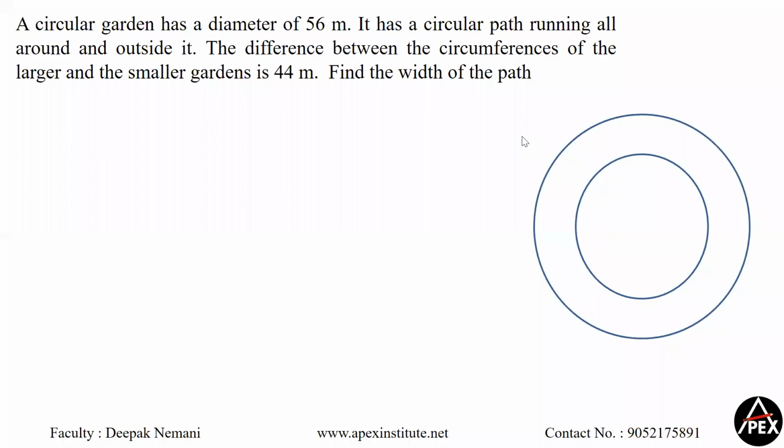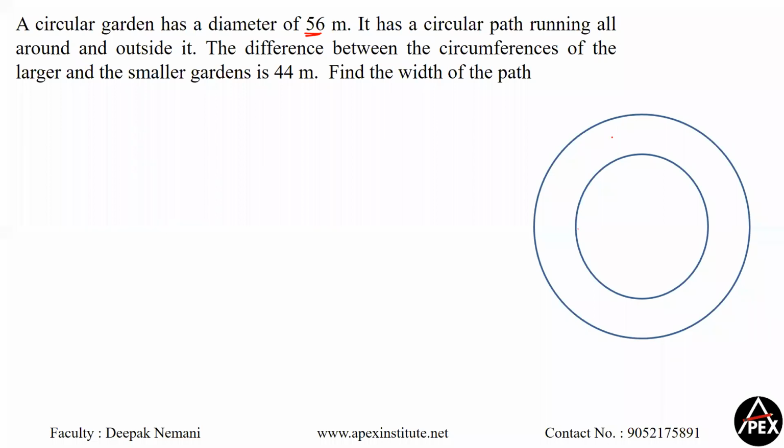Civil and Mechanical will have them. Okay, so a circular garden has a diameter of 56 meters. It has a circular path running all around and outside it. Now tell me, circular garden inside diameter 56 or outside diameter 56? Inside, sir. Outside, sir. No, it is inside because it has a circular path running all around and outside it.